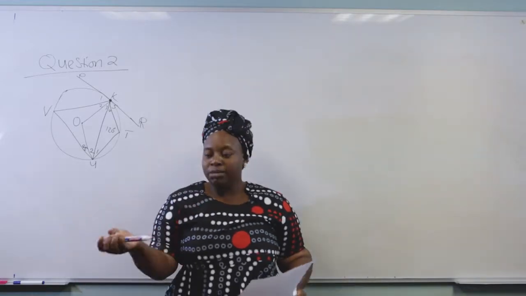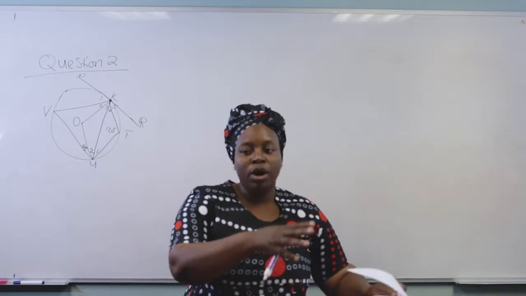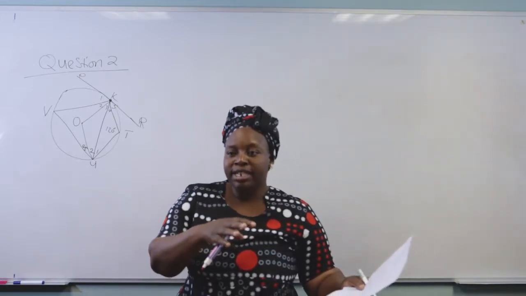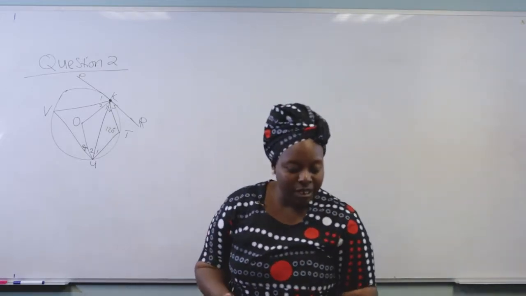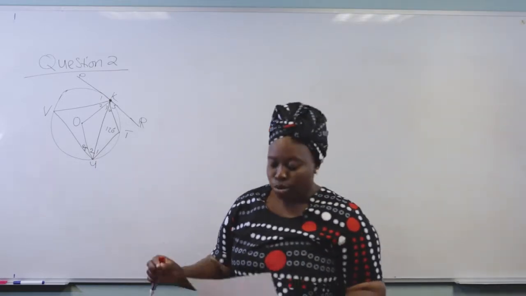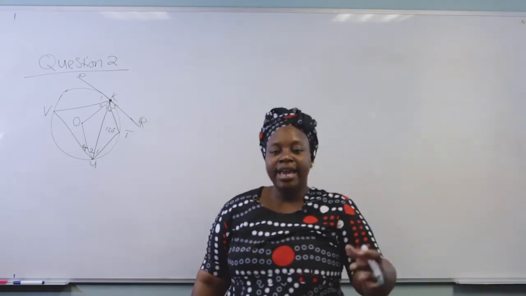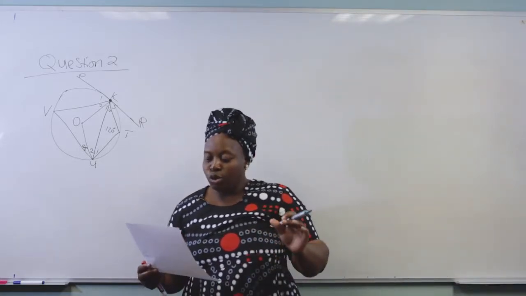Remember, one theorem says the angle between the tangent and the chord is equal to the angle subtended by that chord in the opposite segment. And that is one of the theorems that you have to remember. And another one says the tangent is perpendicular to the radius. So those are the things that we have to know.